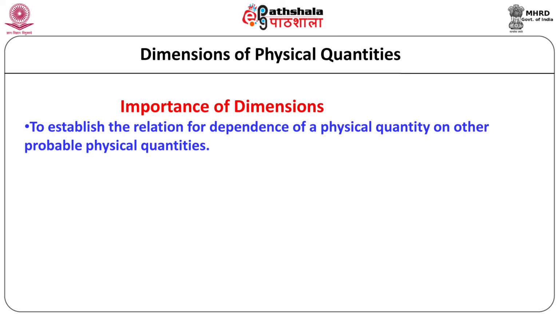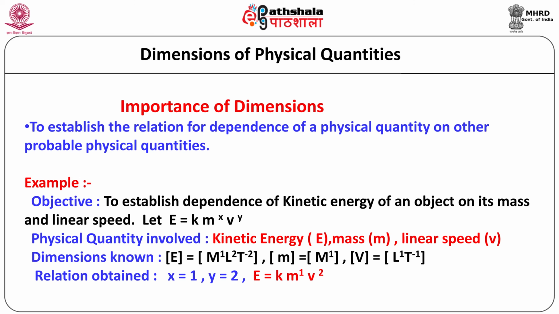Dimensions can be used to establish the relation for dependence of a physical quantity on other probable physical quantities. For example, if we assume that the kinetic energy E of an object of mass m moving with linear speed v, then we can get the relation E equals k m v squared, where k is a numerical constant which is to be obtained through experimental work.